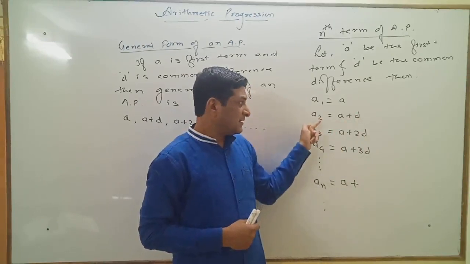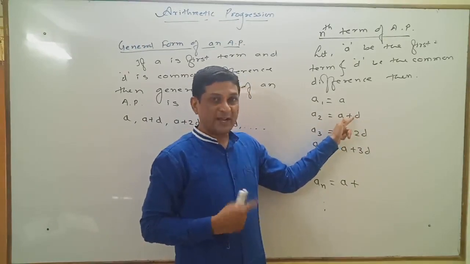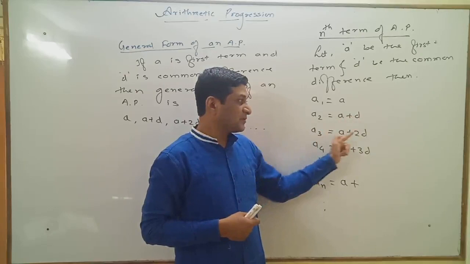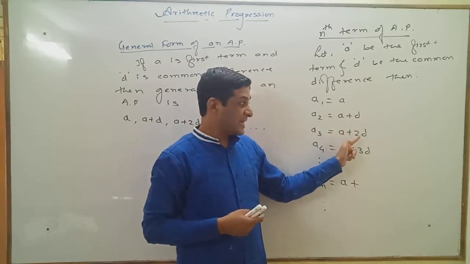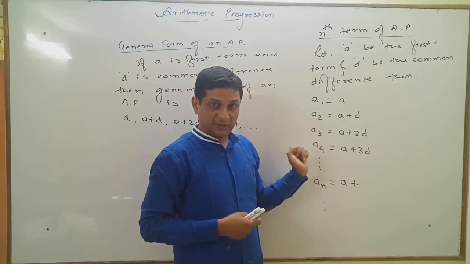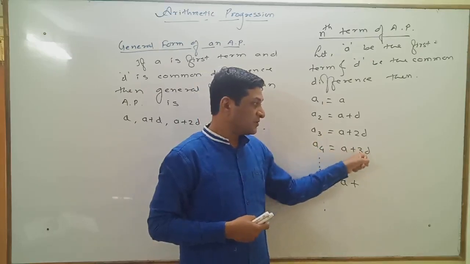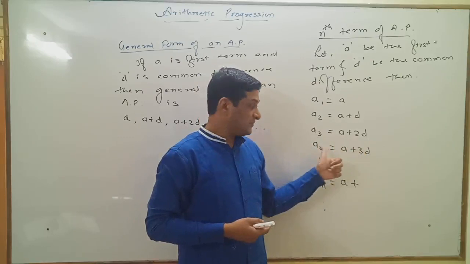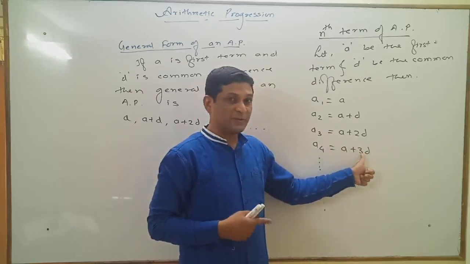In the second term, what is the coefficient of d? 1. In the third term, what is the coefficient of d? 2. Means the coefficient of d is less than 1 in the third term. In the fourth term, what is the coefficient of d? 3. Means if here 4 is there, here the coefficient will be less by 1.